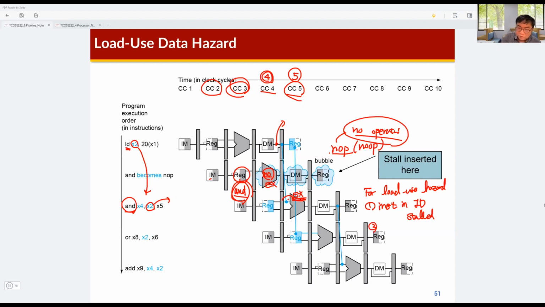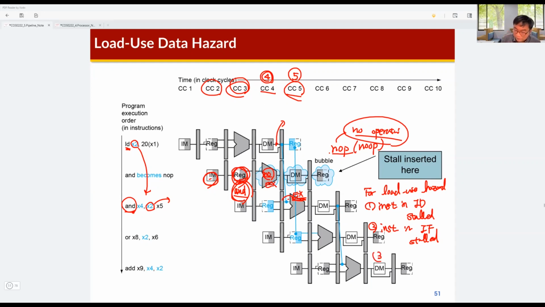And then, because this instruction is stored in the ID stage, there can be another instruction in the instruction fetch stage, right? So there are two instructions. There is one instruction in the ID stage, and another instruction in the instruction fetch stage, right? And then these two instructions need to be stored in the pipeline.